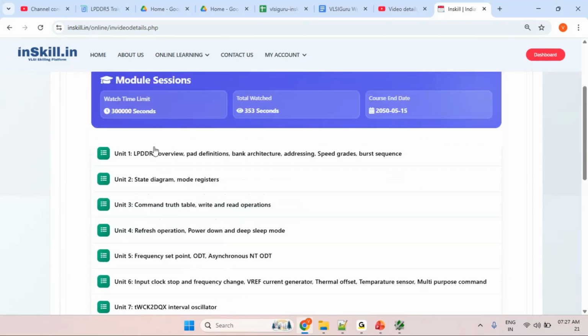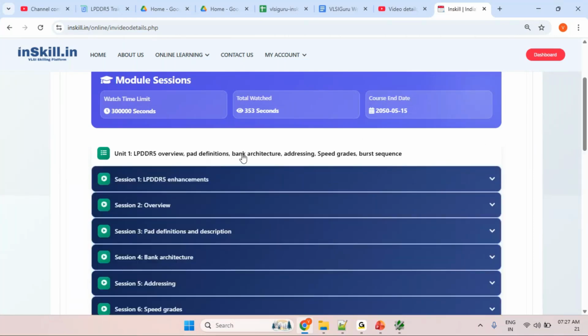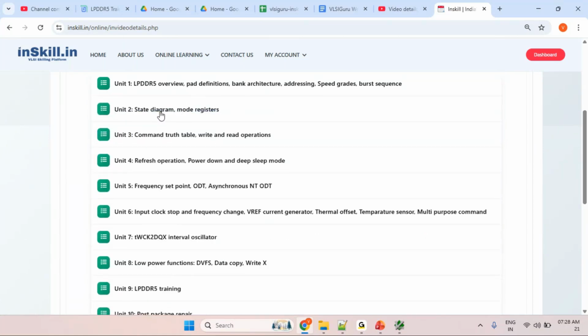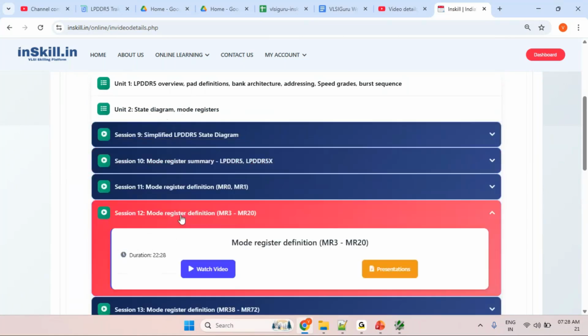It starts off with LPDDR5 overview, the pad definitions, the bank architecture, the addressing. I mean, how do we address different configurations of LPDDR5, and what are the different speed grades in LPDDR5 and the different bus sequences. The corresponding lectures are present in this unit. We also talk about WCK clocking implementation in LPDDR5. The next unit talks about the state diagram and the mode registers.